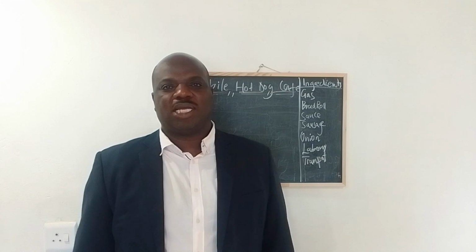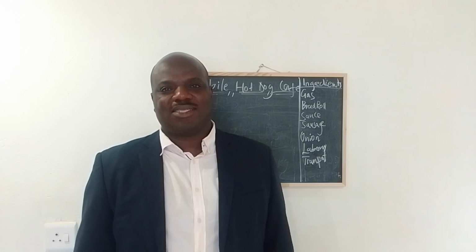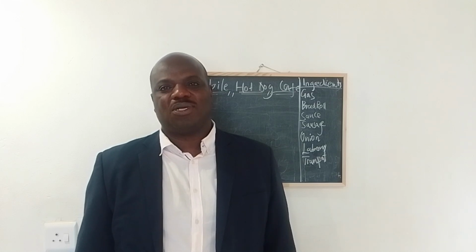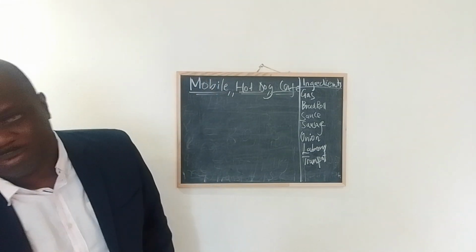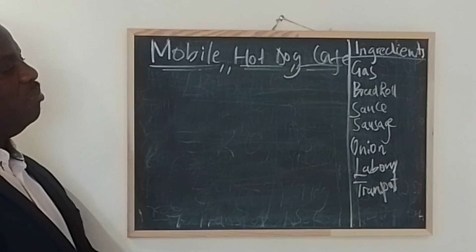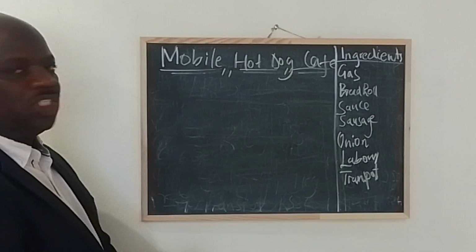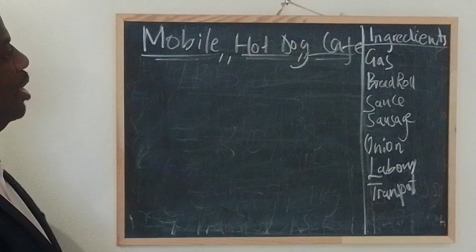Today we are going to look at the topic of costing and pricing of your products. So buckle up, relax, take your calculator and your notebook and enjoy the journey. We are still going to use the mobile hot dog cafe case study, just like we used in the previous session on gross profit and markup.